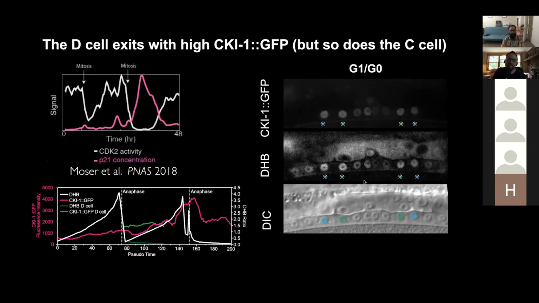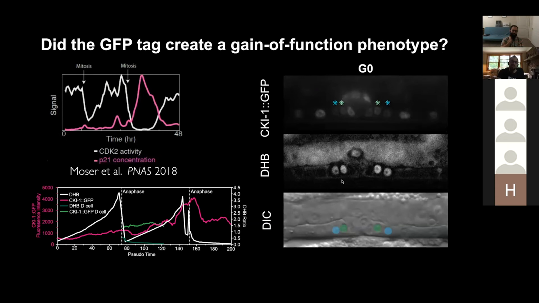Now, if you're looking at this image, you may notice something interesting, something we noticed too, in that in these images, the sister C cell also looks like it's expressing strong nuclear localization, so low CDK activity of our biosensor and high levels of CKI1. In fact, if we look later, what we find is that in this animal, for example, this C cell actually never divided. And so the first thing we started wondering is, did the insertion of our GFP tag create a gain of function phenotype?